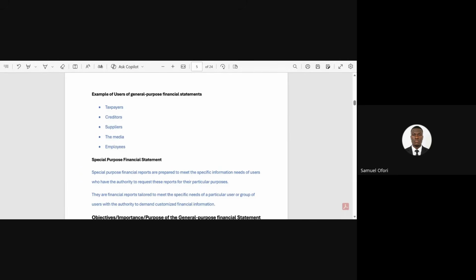Elon, you can also come on board. You mentioned a point. Say something small about it for the class. Okay, so the general purpose financial statement also helps to provide information to the users of the financial statements, like investors, creditors, taxpayers, so that they can make informed decisions. For example, investors, it will provide information so that they can know whether to invest. Yeah, you are right. Deborah, you can also talk about one.